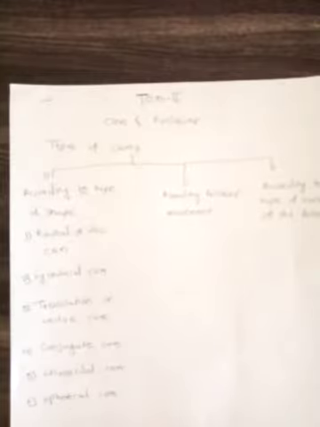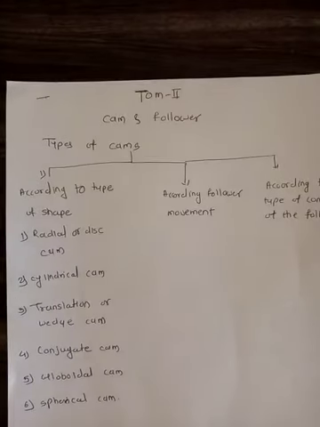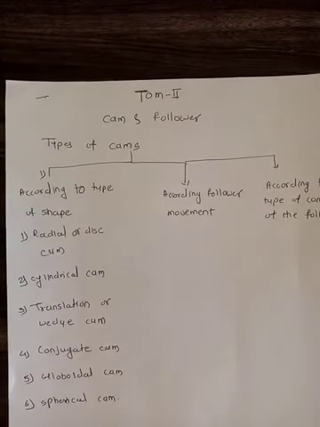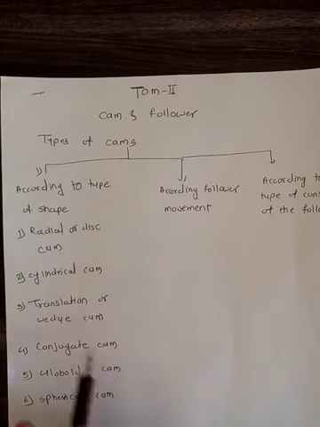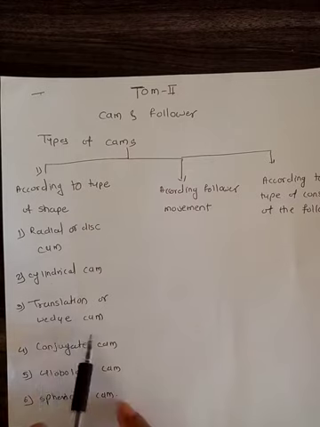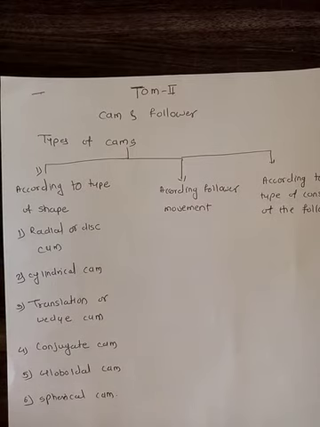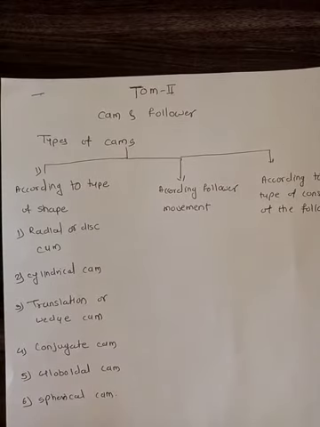So, according to the type of shape: first is the radial or disc cam, second the cylindrical cam, third the translation or wedge cam, fourth the conjugate cam, fifth the globoidal cam, and sixth the spherical cam. These are the classification according to the type of shape of the cam.